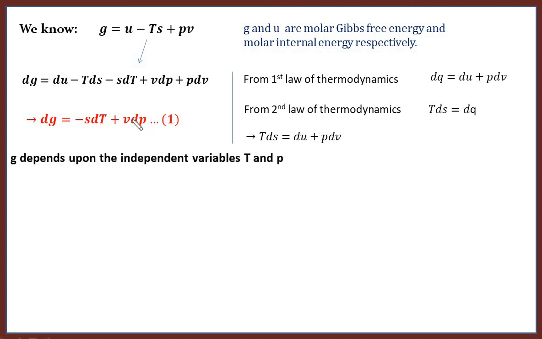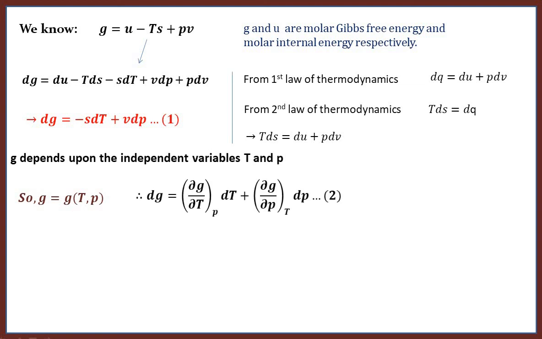This we already defined, that g depends upon temperature and pressure. Therefore, we can write g as a function of temperature and pressure. Now, if g is a function of temperature and pressure, then dg will be equal to del g del T at constant P into dT plus del g del P at constant T into dP. All these things I have already discussed during the lecture on Gibbs free energy. You will find a detailed discussion there.